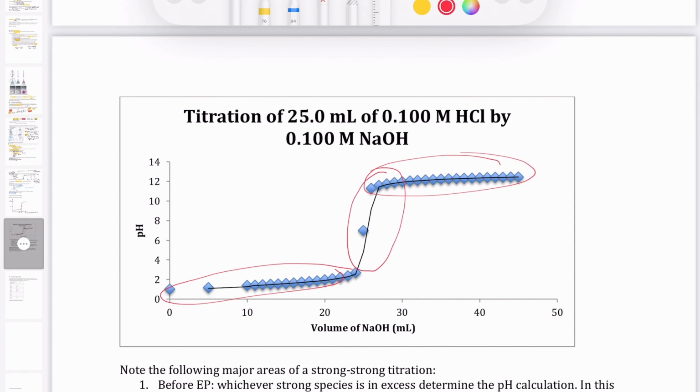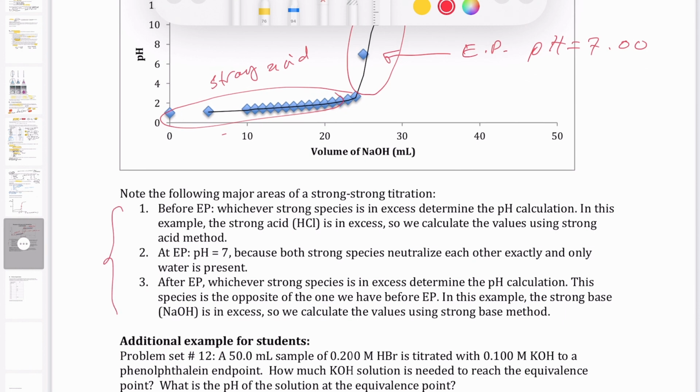So there's really only three different parts of a strong titration. The part right here is our strong acid region, where the strong acid is in excess of the base. And then we have this top part right here, which is our strong base region. At that point, the strong base dominates. And then we have the equivalence point, which is when it's completely neutral. So the equivalence point is pH equals 7. And that's always true for a strong titration, whether you're doing strong base titrated with strong acid or strong acid titrated with a strong base. So these three conclusions are written here and they apply to all strong titrations.